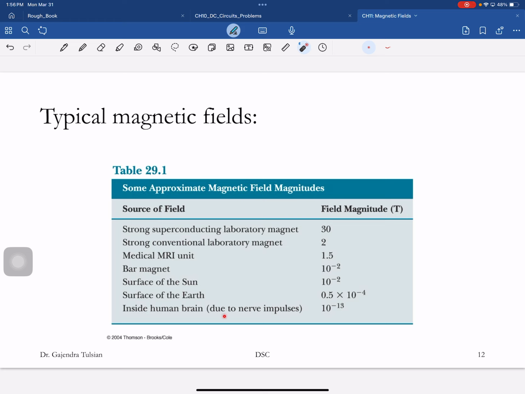The field inside your brain, when your neurons are firing, is about 10 to the minus 13 Tesla.